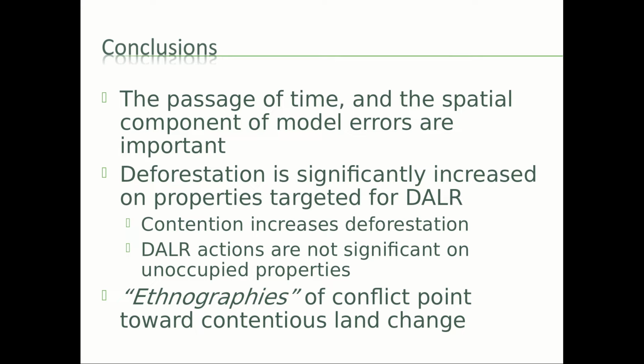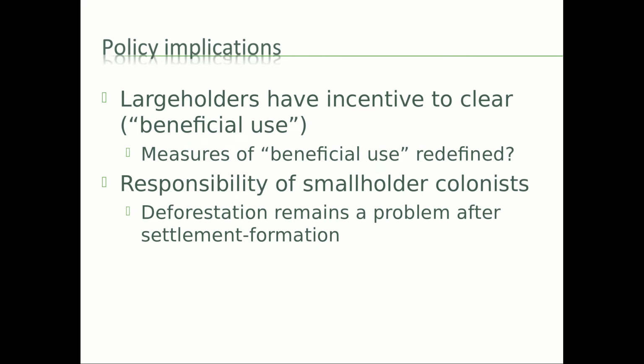And when we actually do detailed studies of individual conflicts, which you could call a conflict ethnography, it definitely points to the fact that contention increases deforestation. And so results like this have some policy implications. In other words, large holders have an incentive to clear. They want to show that they're using this land, but beneficial use is a big problem. What is beneficial use? What is social benefit in Brazil, in the Amazon? And maybe more measures or better measures of beneficial use, besides forest clearance or economic value, are needed.